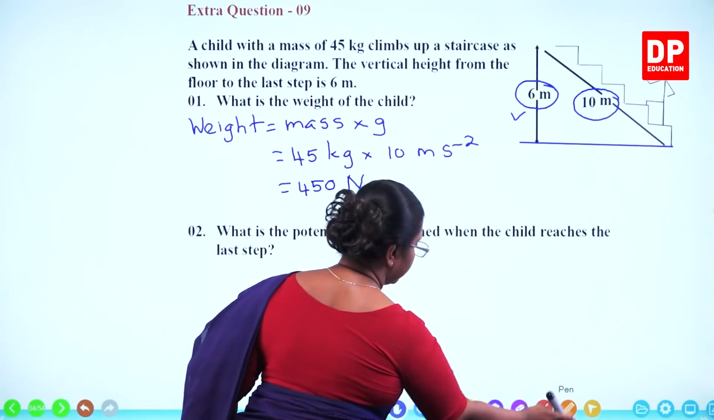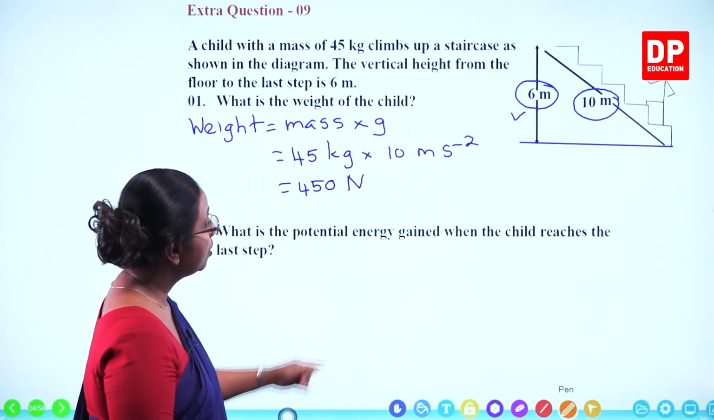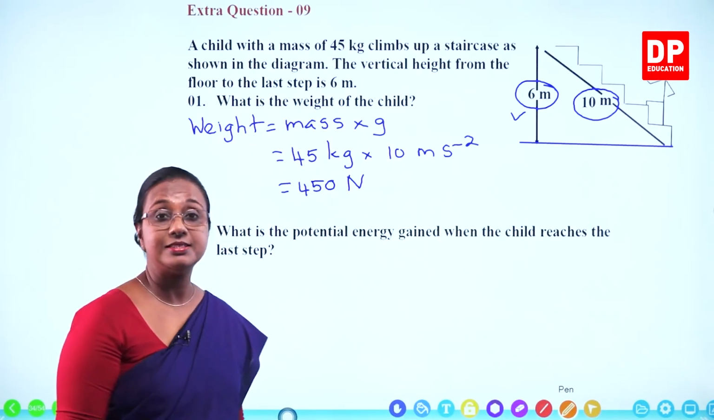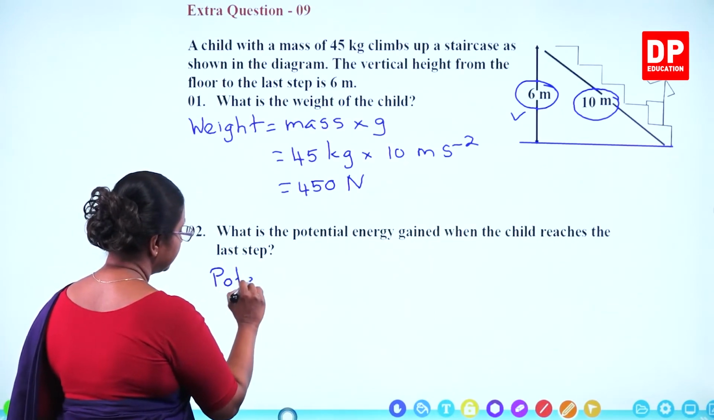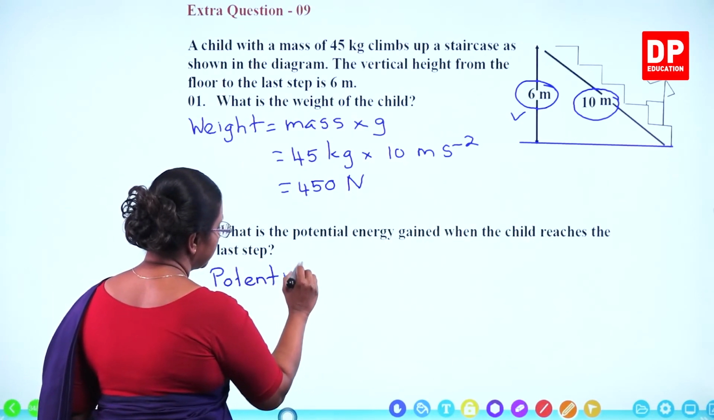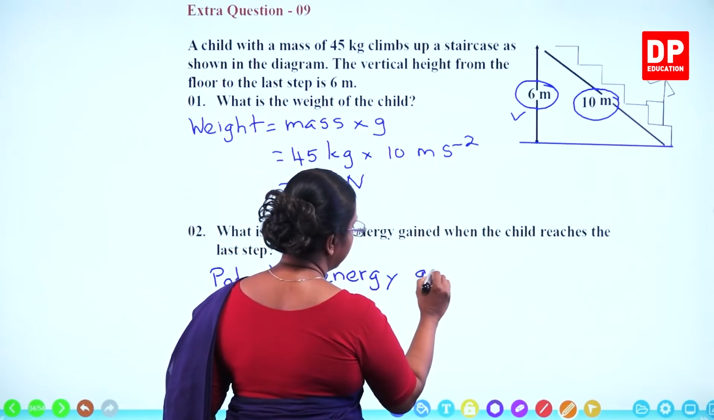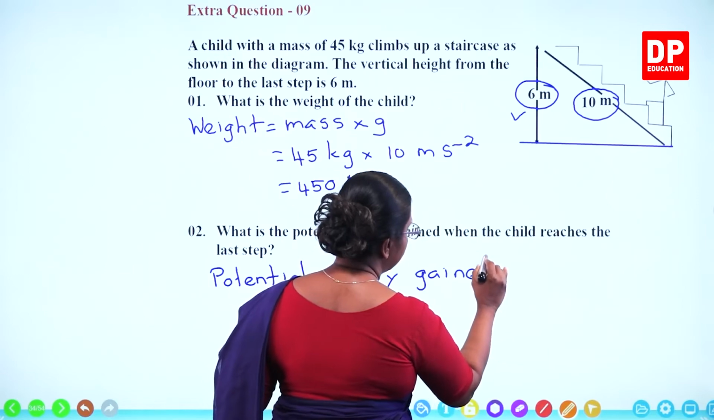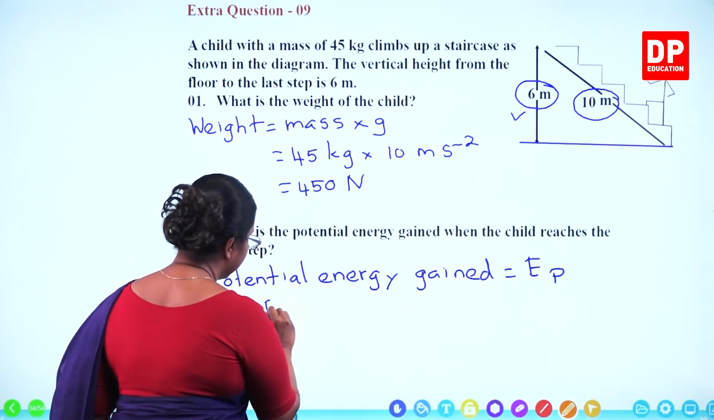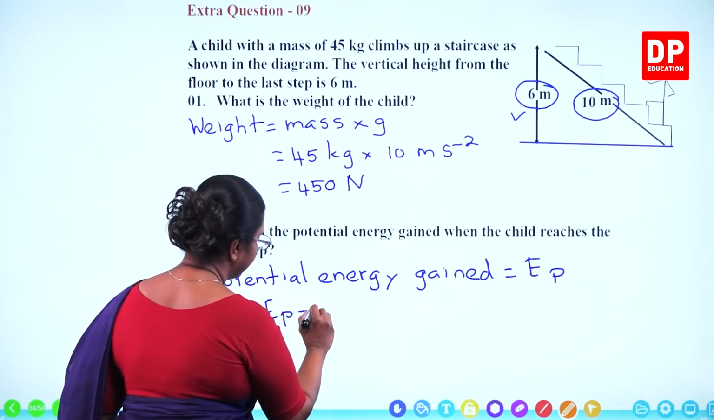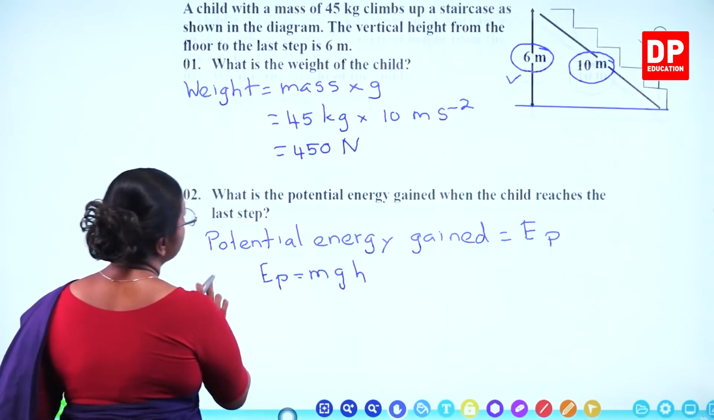Then, if we take what is the potential energy gained when the child reaches the last step. So what is the potential energy gained? Potential energy gained is equal to E potential, and E potential is calculated as mgh. So there.